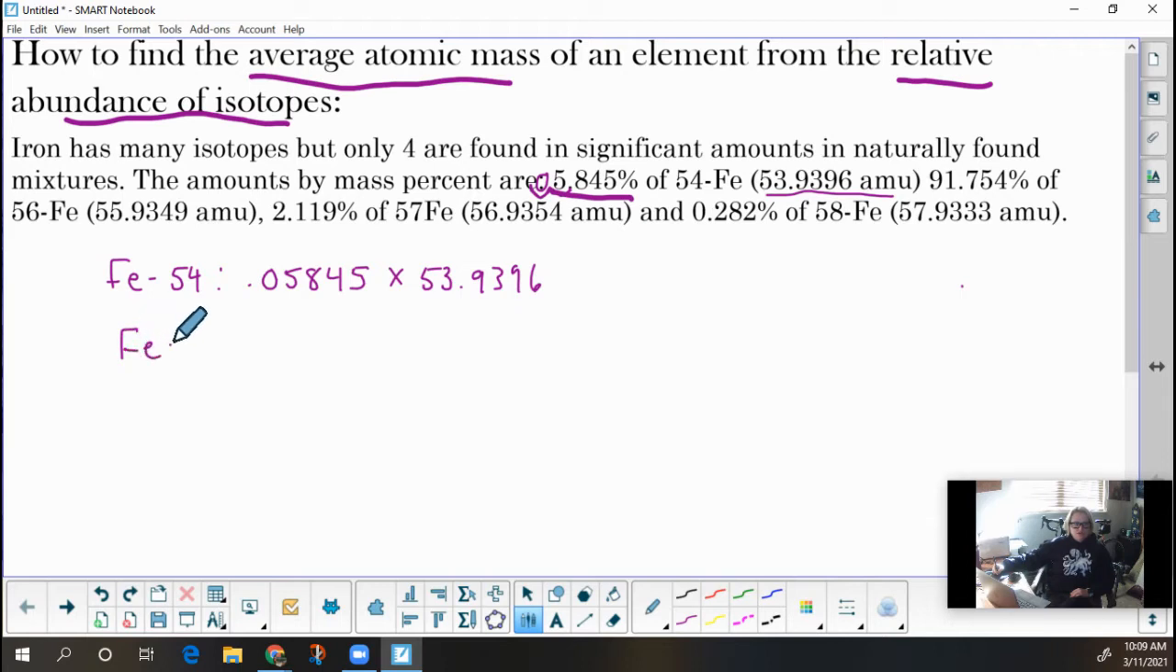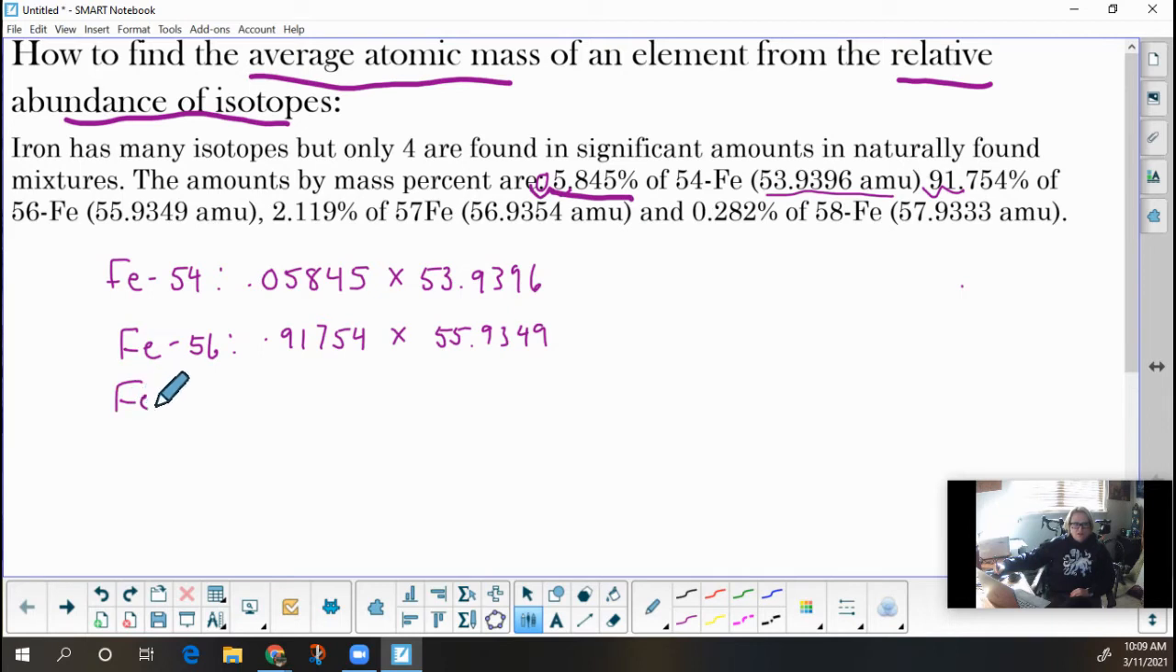So my next one is iron 56. Move that decimal place 2 places over to the left, which means divide by 100, which is going to be 0.91754 times 55.9349.